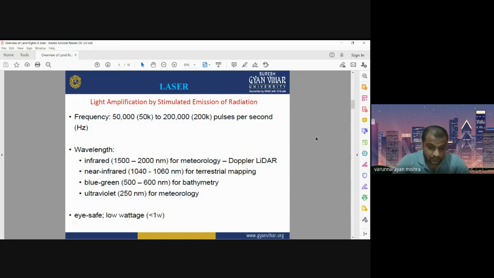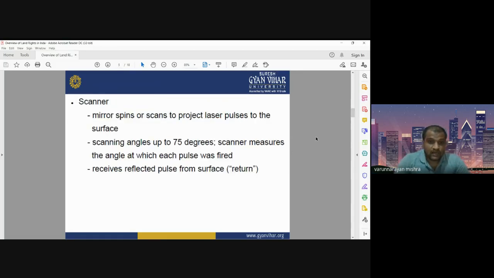This is the basic, and one of the widely used techniques to generate high intensity optical pulses that may have a frequency around 50,000 to 2 lakh pulses per second. Now the scanner: what does the scanner do, and what is the working principle of the scanner?